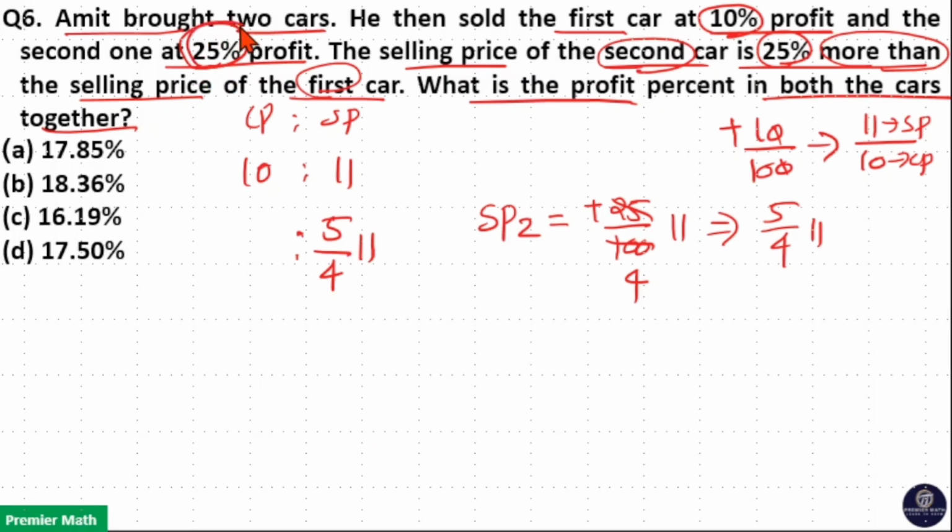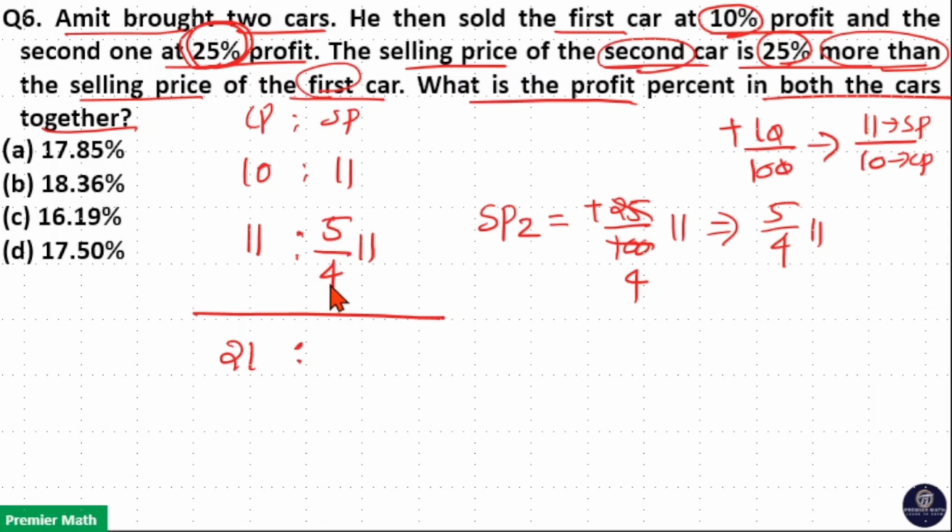Now, Amit sold the second car at 25% profit. 25% profit means sell price is 25% greater than the cost price. Here also, difference is 25%. That means here this will become 11. Now, 10 plus 11 is 21 part. Total cost is 21. Then total sell price is 11 plus 11 into 5 by 4.